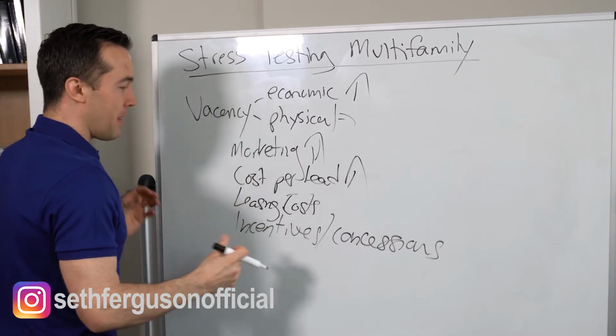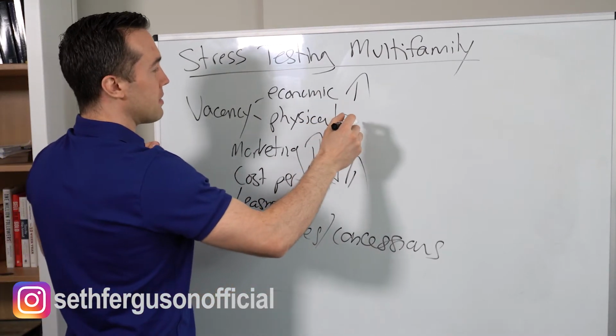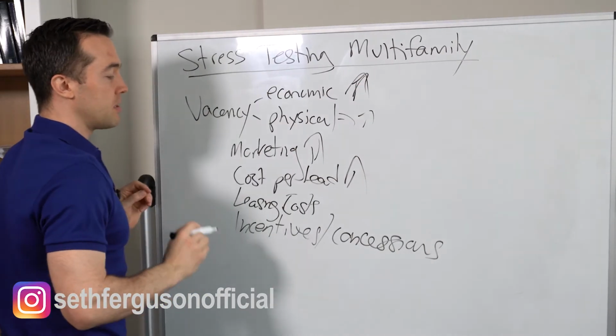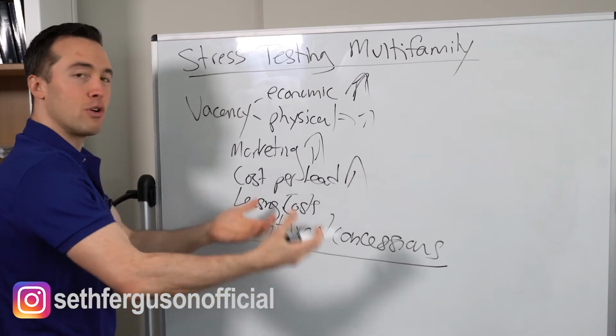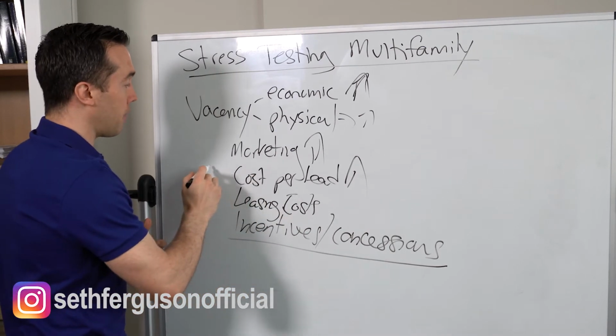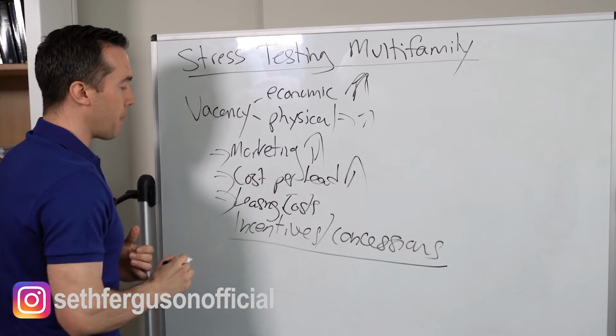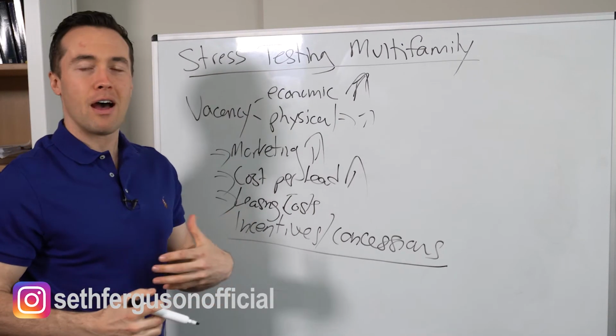But what happens? If we have our physical vacancy going up, economic vacancy going up because we're collecting less rent, and we're putting out more money to attract a tenant through our advertising and marketing, so our cost per lead goes up, our leasing costs go up, and now we're giving back discounts.